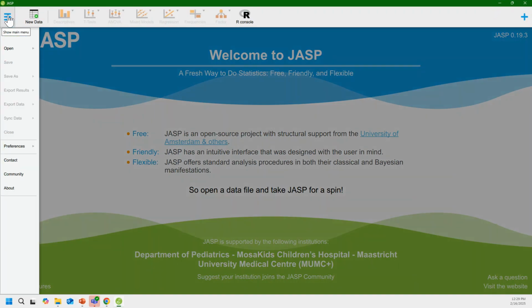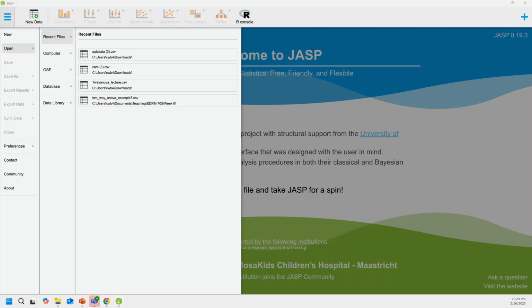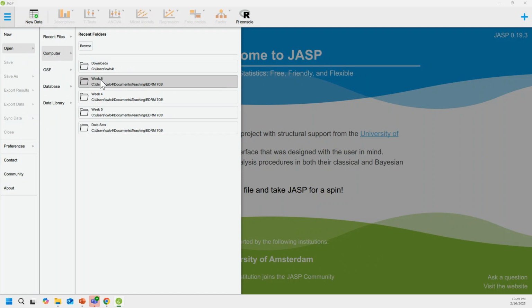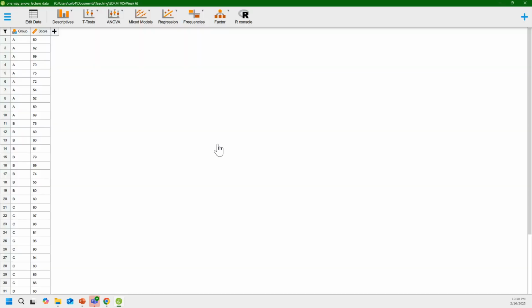I'm going to open up JASP. Let's make sure this is recording. Yeah. All right. I'm going to go to my computer. I'm in the weeks. I'm going to go browse. And I got my Way ANOVA lecture data. I'm going to open that. This is what our data looks like, right?